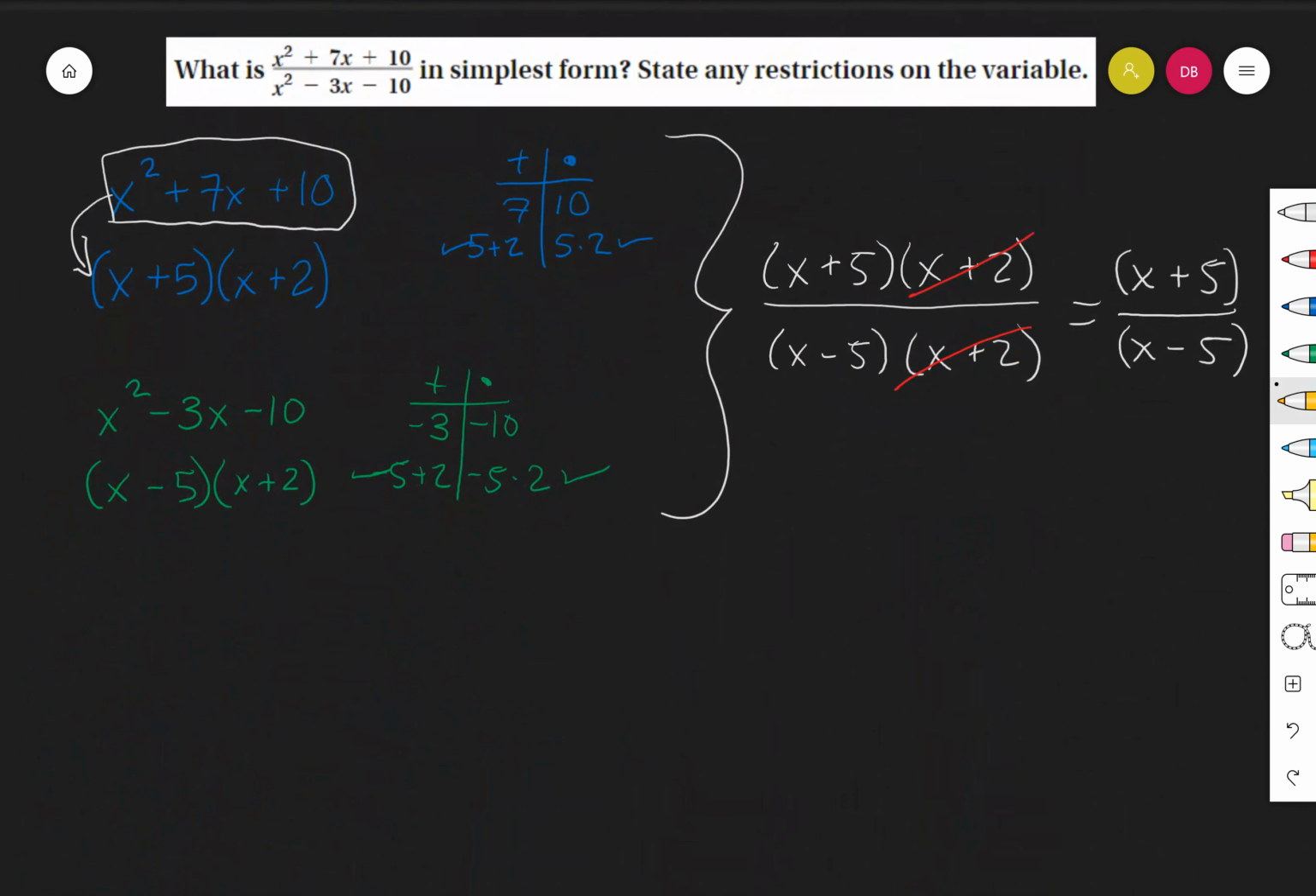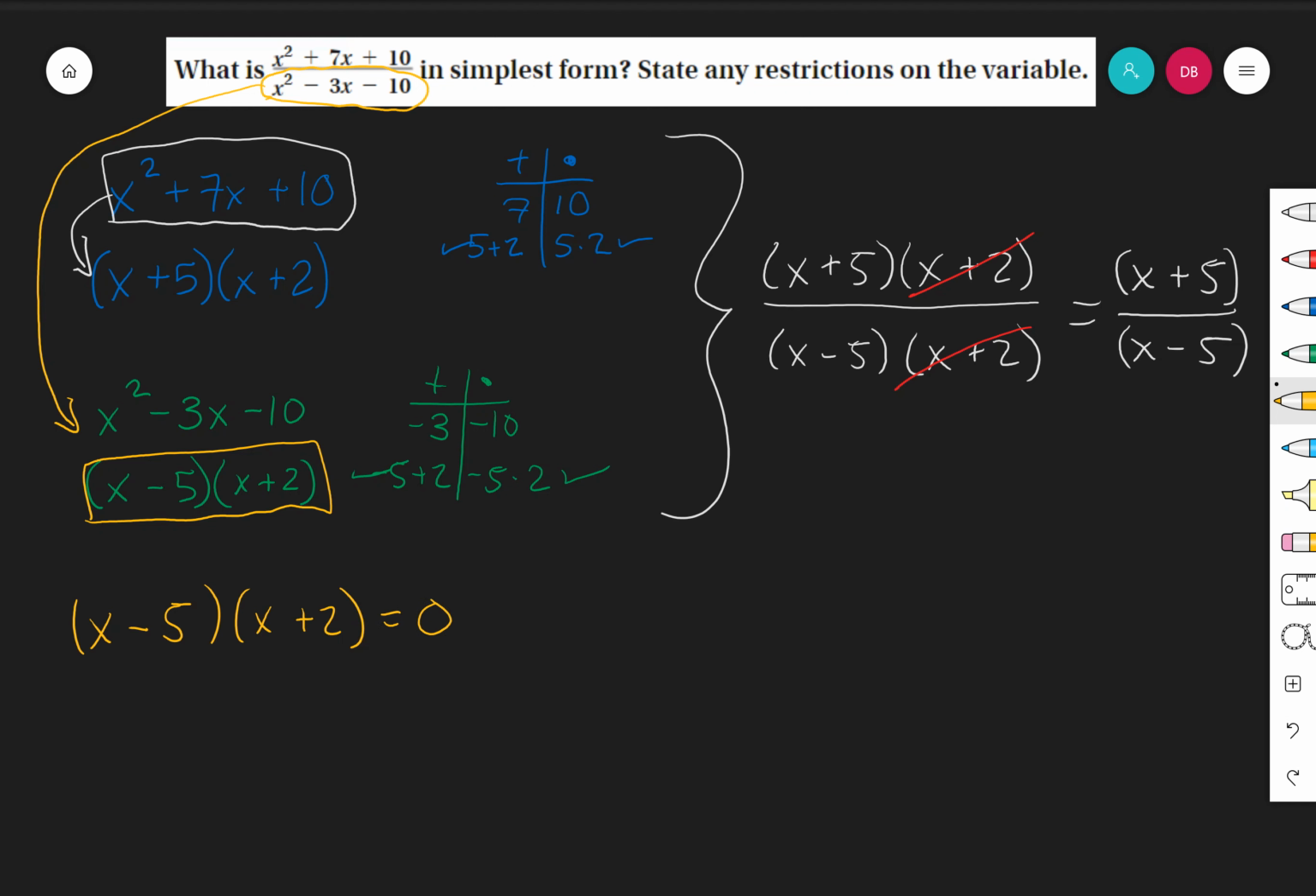So we factored our denominator right here. That's this denominator factored. So if we were going to set this original denominator equal to 0, the first step we would do is factor it. So we've already done that step. So we just set this, x minus 5 times x plus 2, equal to 0 and solve. And we know how to do that. We just set each factor equal to 0, because if either one is equal to 0, the whole thing has to equal 0. So then add 5 to both sides, x is equal to 5. Subtract 2 from both sides, and x is equal to negative 2.